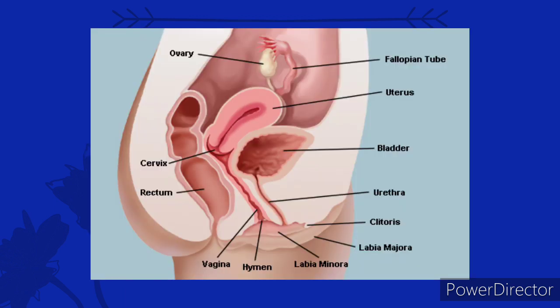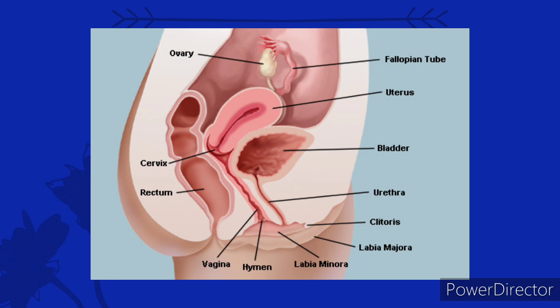For the female reproductive system, let's discuss how an egg cell is released. The ovaries located at each end of the uterus are oval-shaped glands producing egg cells and the female hormone estrogen. When one egg matures, it passes through the fallopian tube and waits for a sperm there to be fertilized.